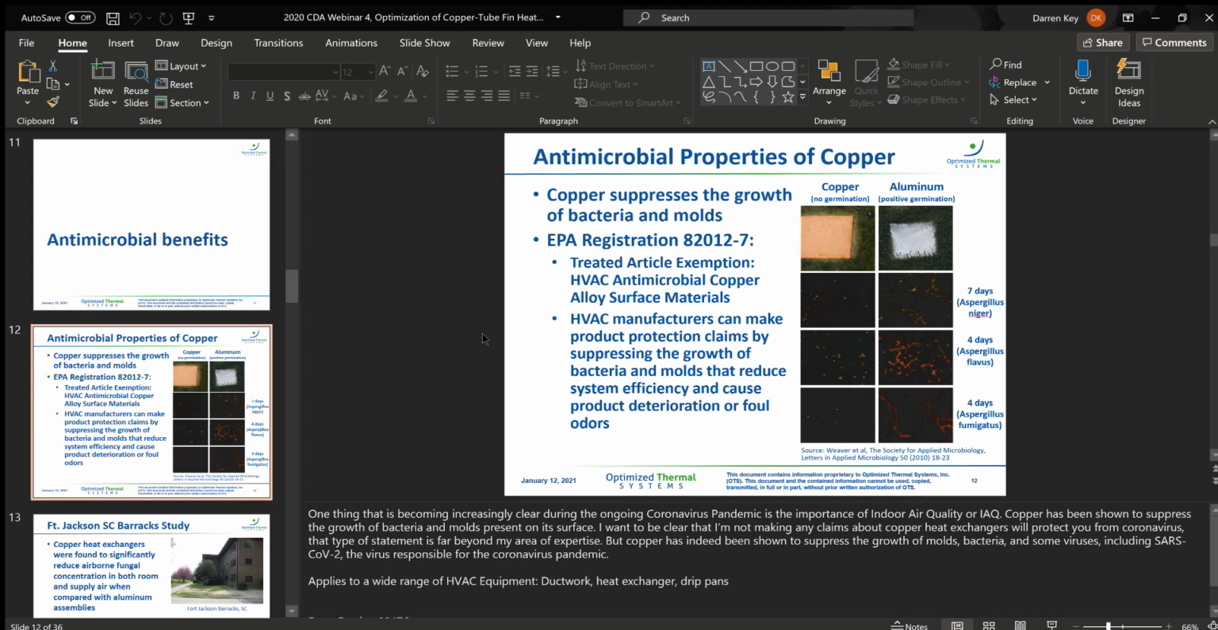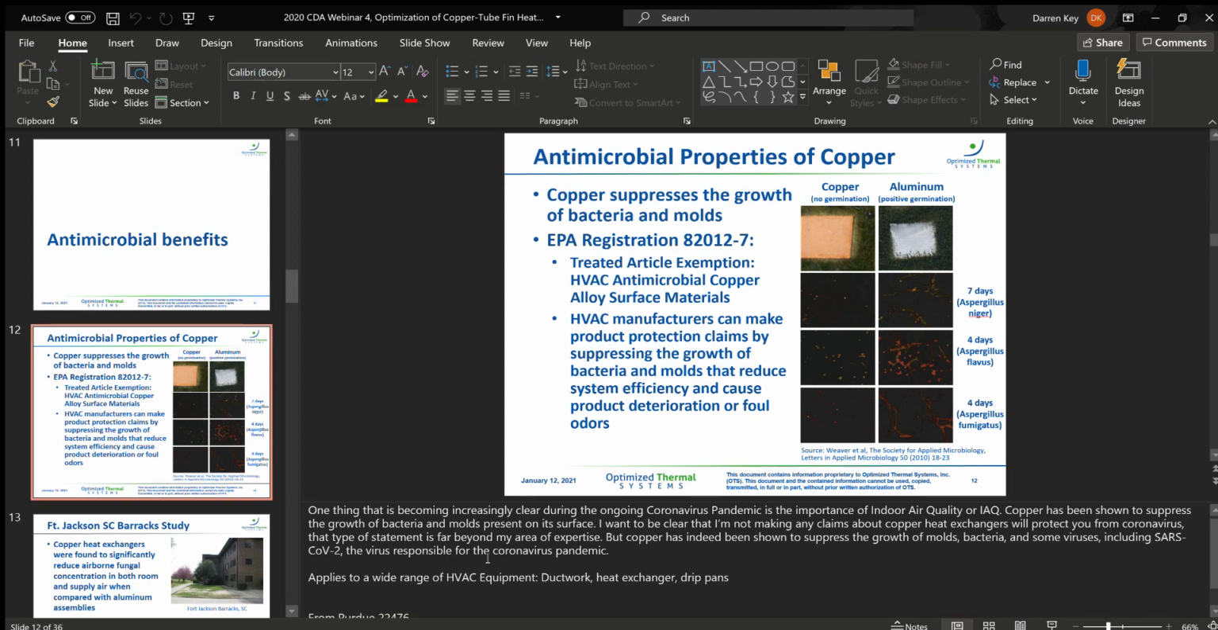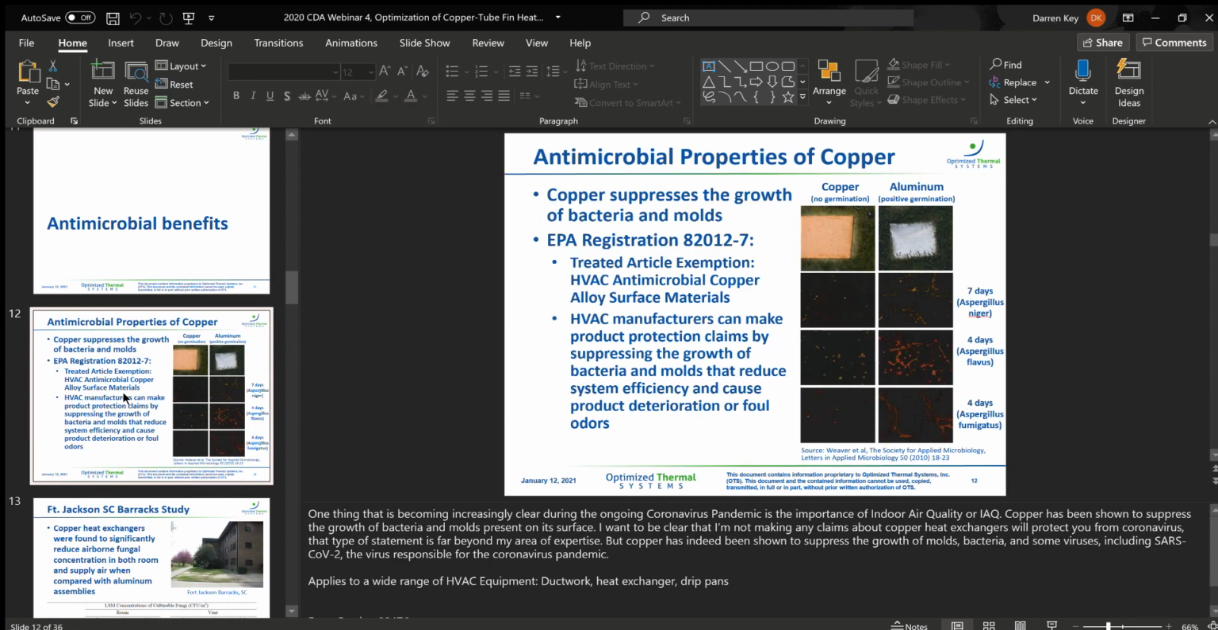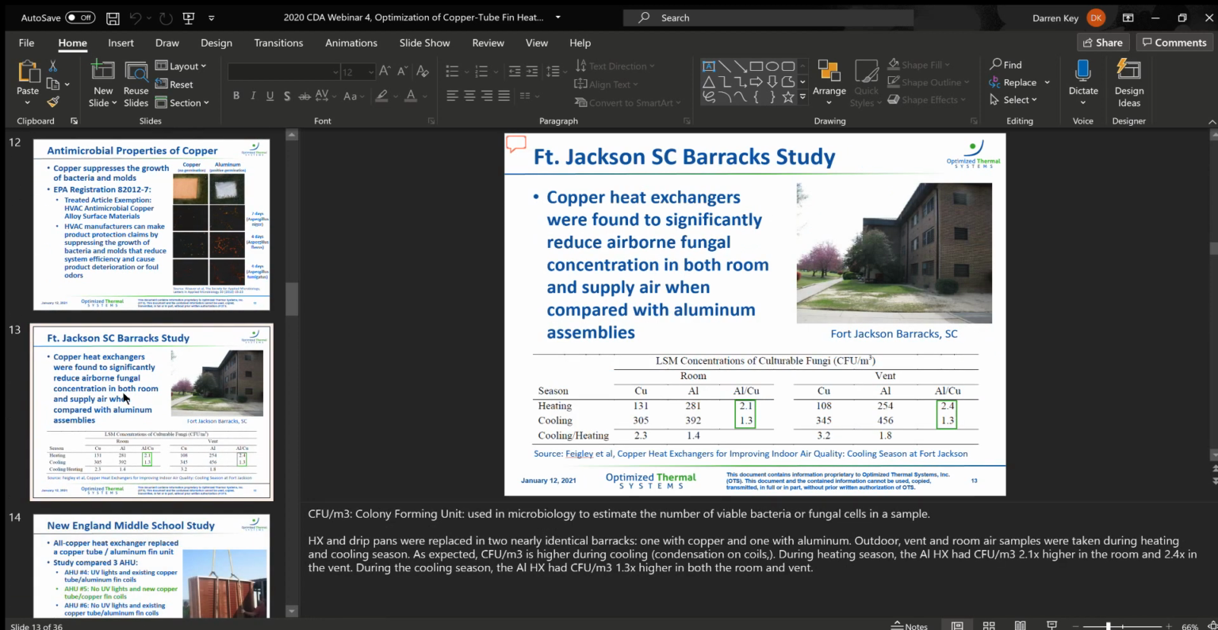And this treated article exemption actually applies to a very wide range of equipment and ductwork. You can check up the EPA registration here. Just take a look at that. And it applies to heat exchangers, ductwork, drip pans, a wide variety of HVAC equipment. So let's take a look at a couple of case studies.